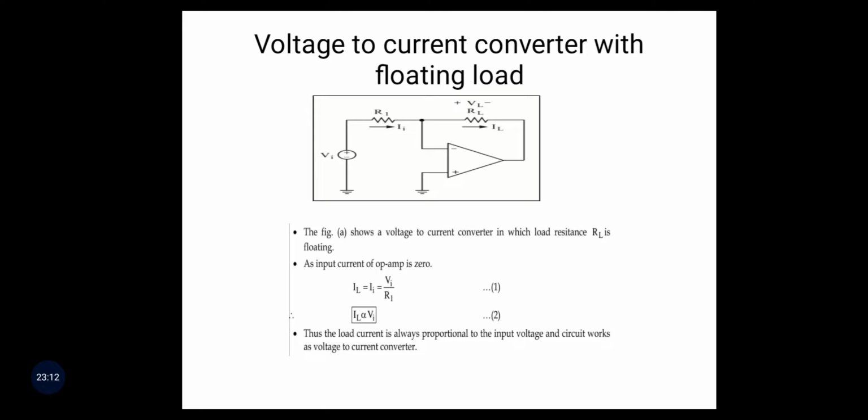IL is proportional to Vi. If Vi increases, IL also increases. If Vi decreases, IL also decreases. Thus the load current is always proportional to the input voltage, and the circuit works as a voltage to current converter.